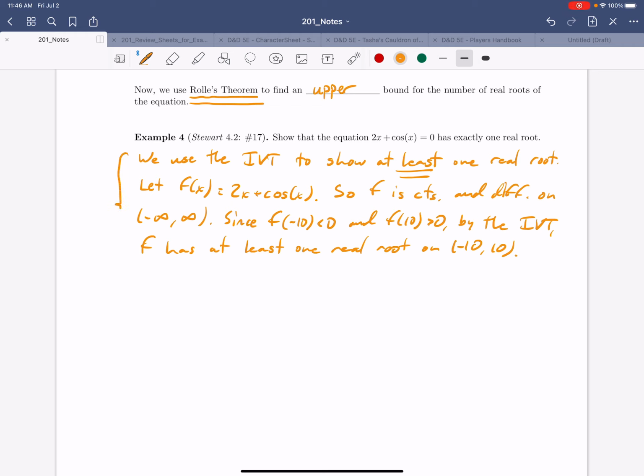Alright, so this part here was the IVT. Now we're going to use Rolle's theorem. Now, this might seem familiar. Suppose f has at least two real roots R1 and R2 that are distinct. We've already shown that f is continuous and differentiable. We already said it. We don't need to say it again. So f of R1 equals f of R2, which equals 0.